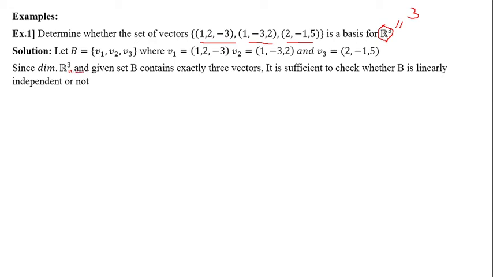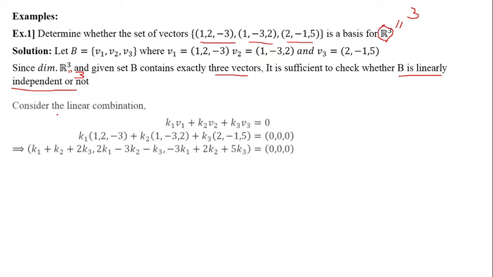So the dimension of R3 is 3, and the given set B contains exactly 3 vectors, so it is sufficient to check whether B is linearly independent or not. If B is linearly independent, directly you conclude that B is a basis. If B is not linearly independent, you conclude that the given set is not a basis.